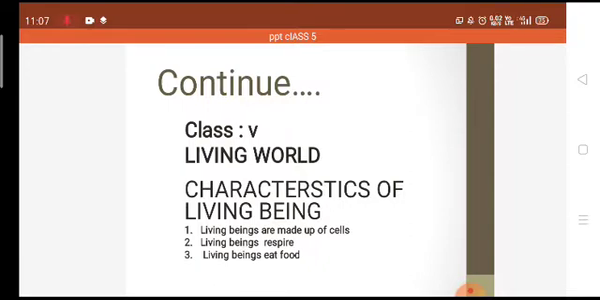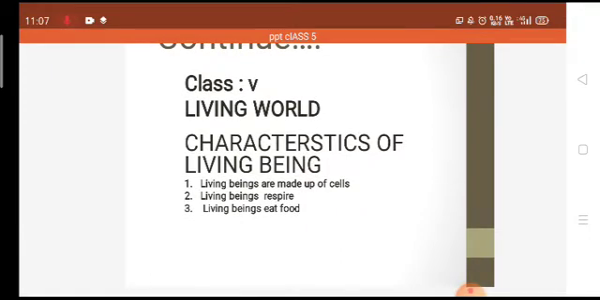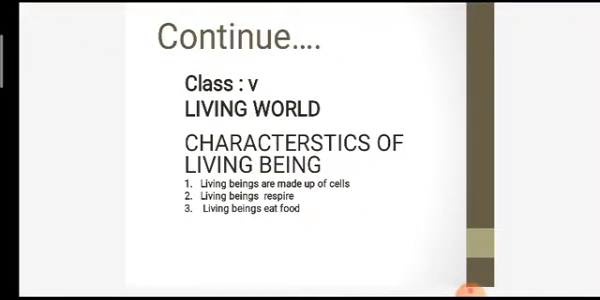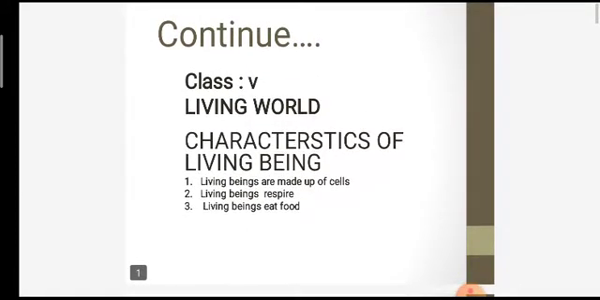Last class I explained to you the first chapter, that is, the living world. In that I explained the characteristics of living beings. You can check the video on YouTube. I have explained three characteristics: living beings are made up of cells, living beings respire, and living beings eat food. How they eat food and how plants prepare their food I have explained in detail.